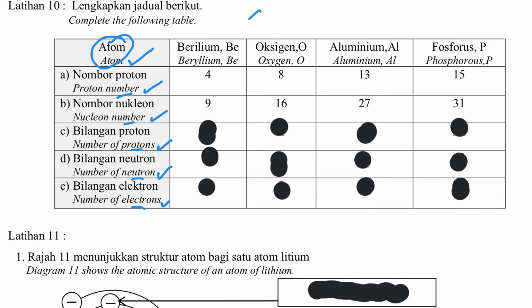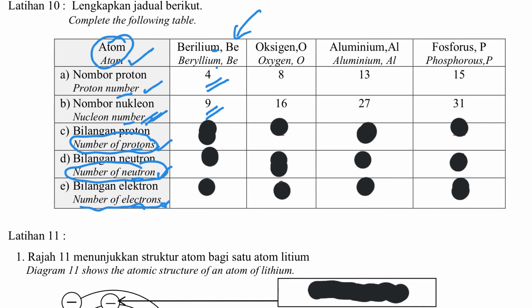Let us take beryllium as an example. The question already gave you the proton number, which is 4. Okay, and the question also gives you the nucleon number for beryllium, which is 9. So the question asks you to find the number of protons, number of neutrons, and number of electrons. So how to fill in this one?